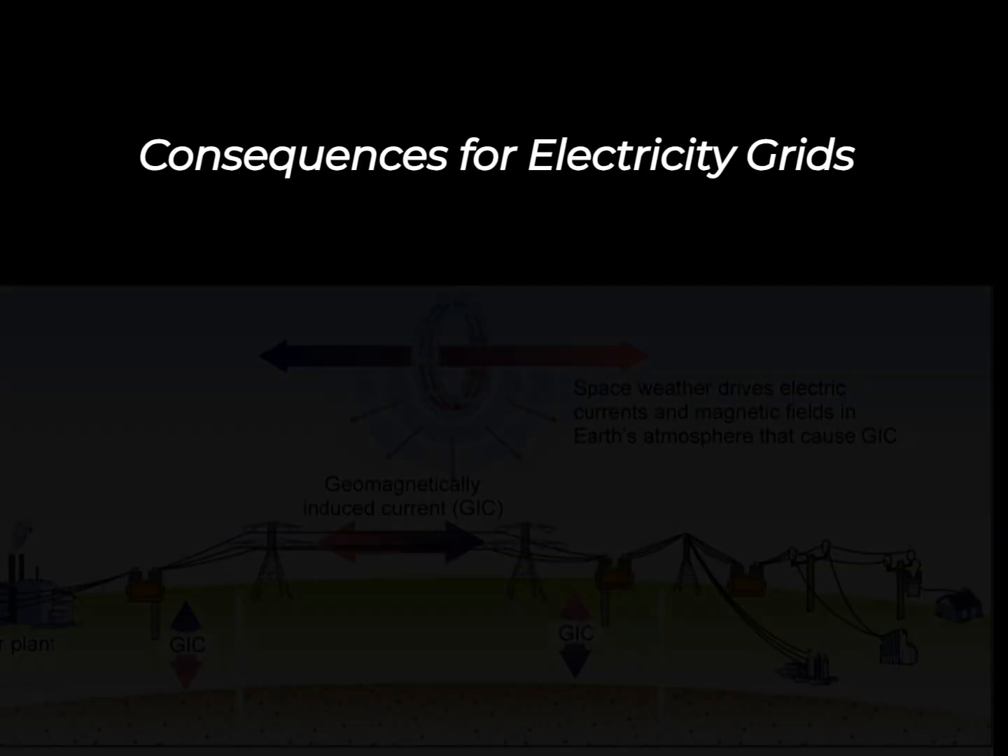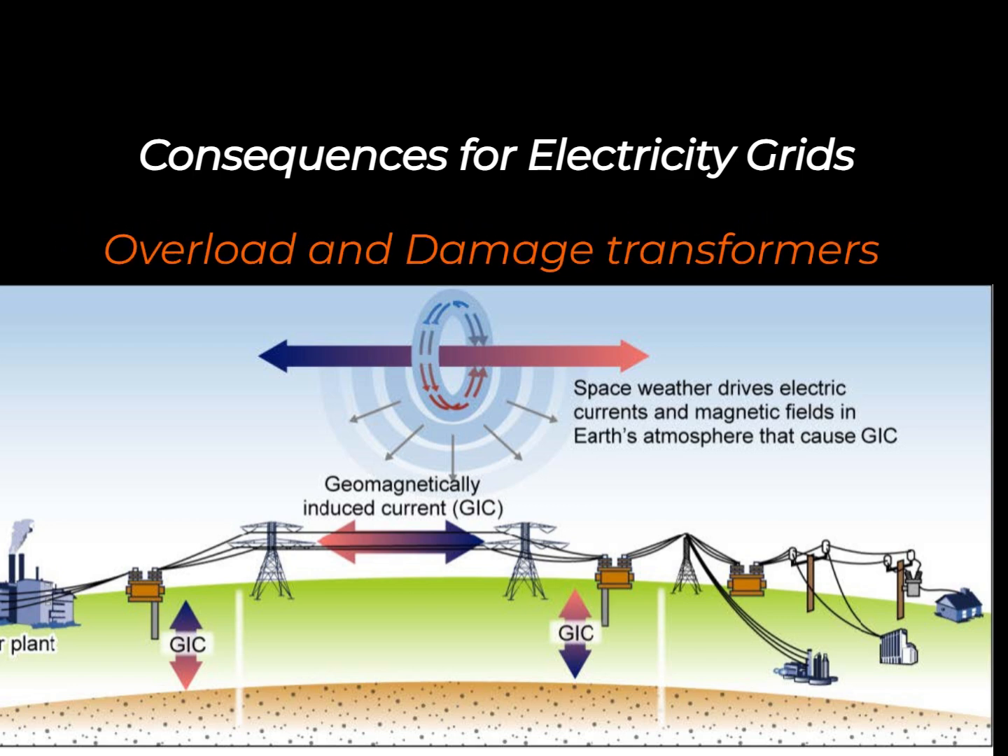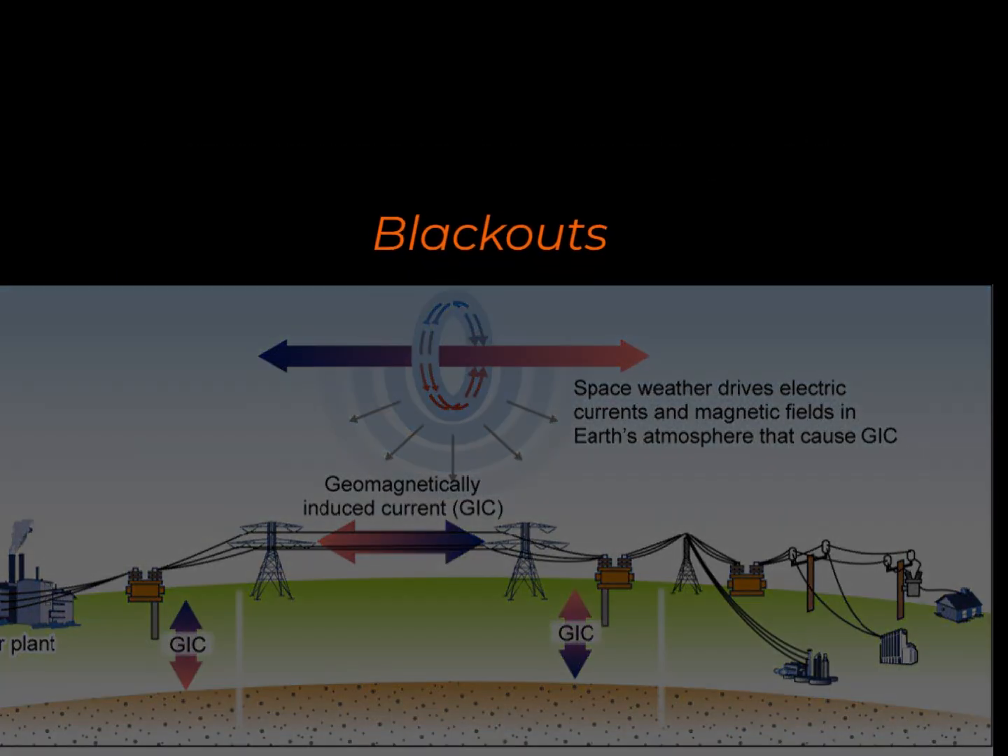What are the consequences and effects on electricity grids? CMEs have an enormous effect on long-distance power lines, especially at high latitudes. That is due to geological conductivity and magnetic field alignment. The consequences are that geomagnetically induced currents, GICs, can overload and permanently damage electrical transformers, leading to widespread power blackouts.